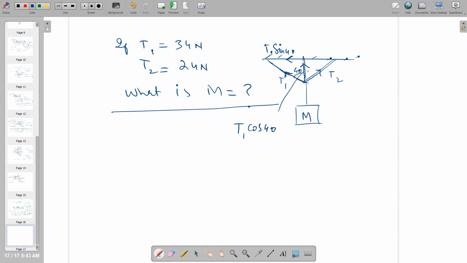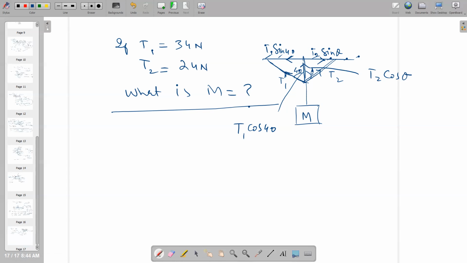If this angle is theta, we don't know this angle. Don't put this one 50 Newton, that 50 plus 40 is 90. No, we don't know. So according to this triangle, this component will be T2 sine of theta, and this will be T2 cos of theta. Now we have completed all the things.